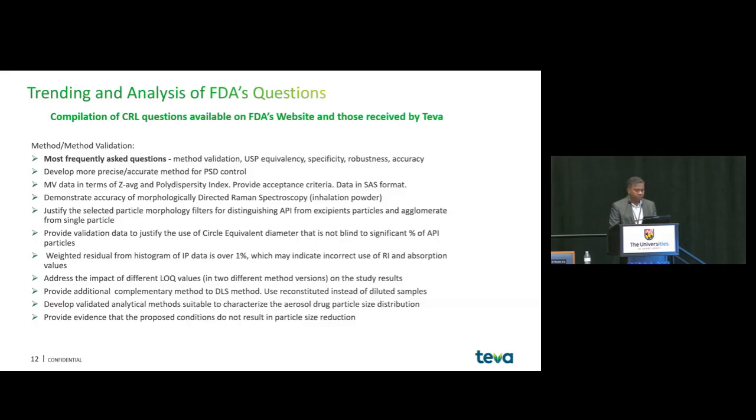So next we'll talk about the method validation questions. And here the most frequently asked questions relate to method validation, USP equivalence, specificity, robustness, and in some instances also accuracy. Develop more precise, accurate methods for PSD control. Method validation data in terms of zeta average and polydispersity index.